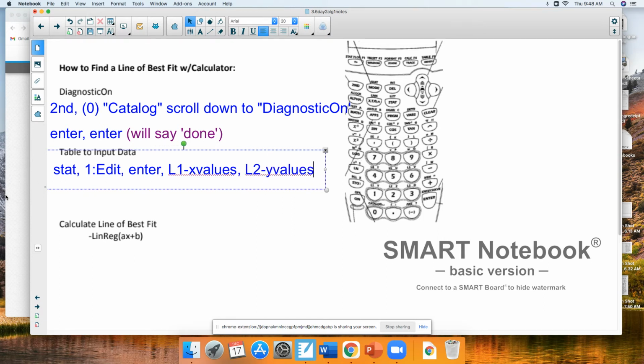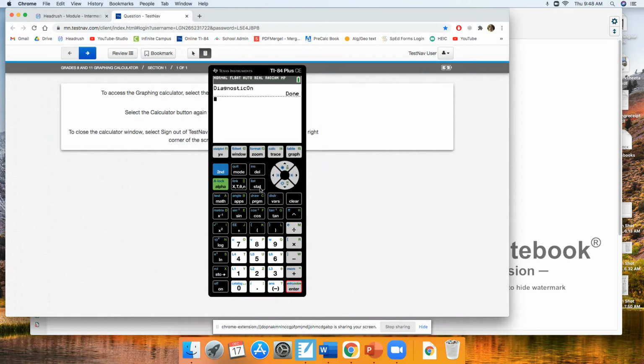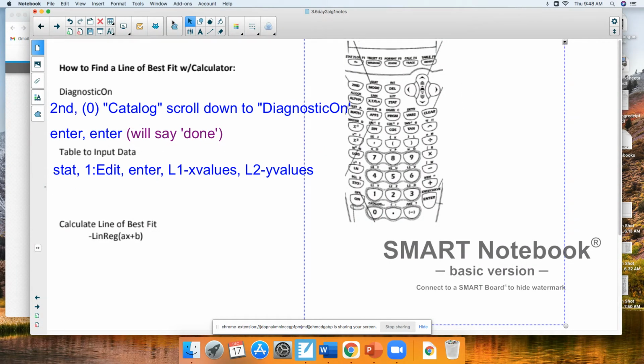All right, so going to stat, that's this button here. Notice we have the number 1 here, which says edit. We'll press enter to get there, and now we have all of these columns. So we're actually going to input the data that we have from our table here.